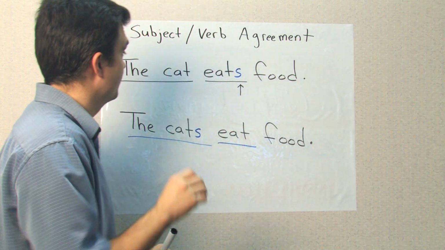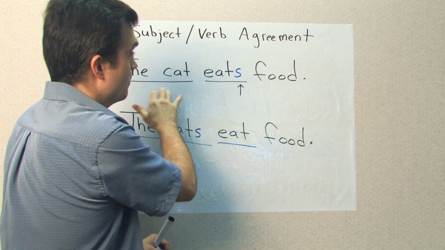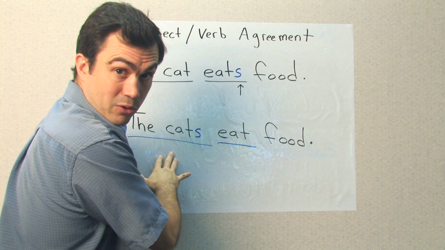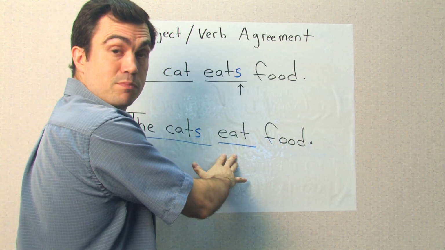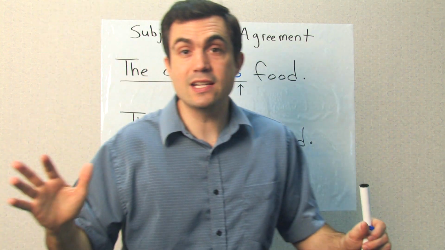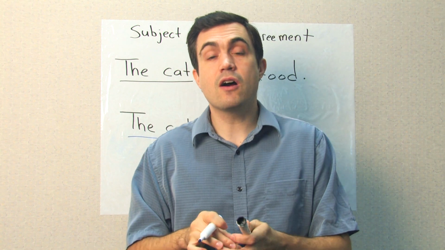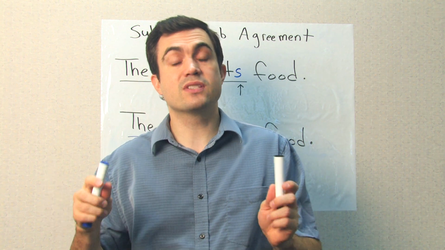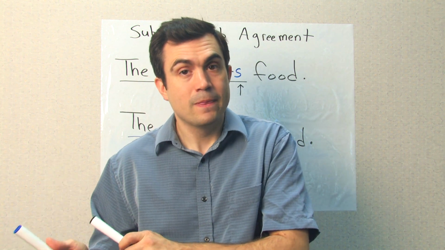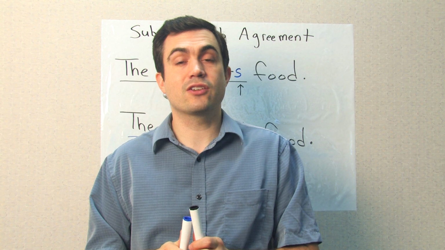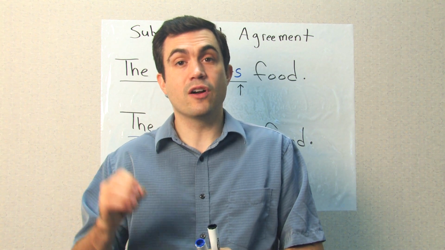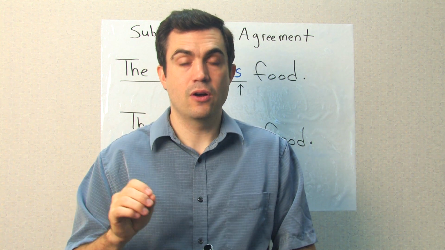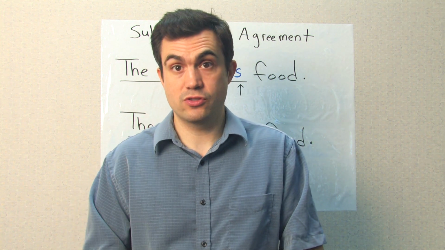Subject-verb agreement. If the subject is singular, the verb is singular. If the subject is plural, the verb is plural. Easy, right? Now, let's talk about some verbs that have S, some verbs that have ES, and some verbs actually change from Y to IES. Okay? Let's look at those.